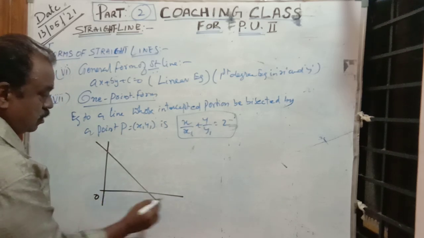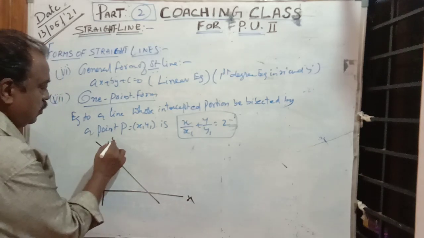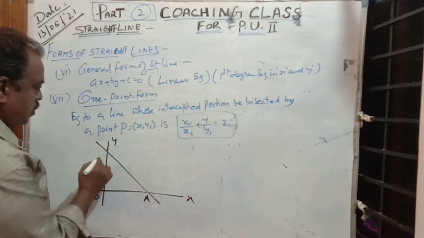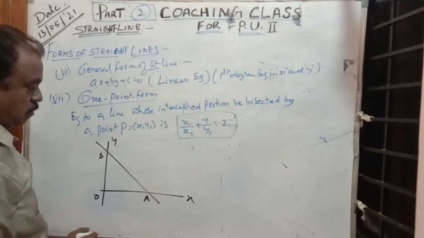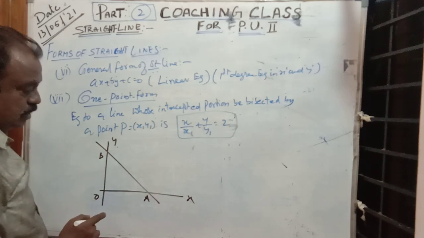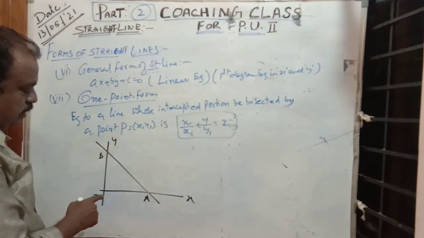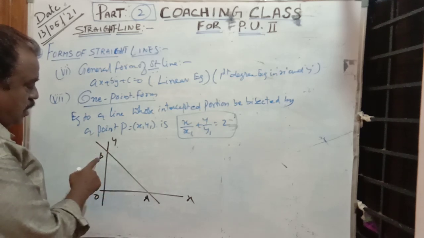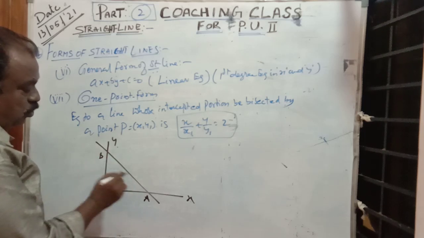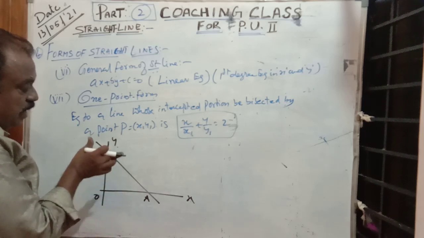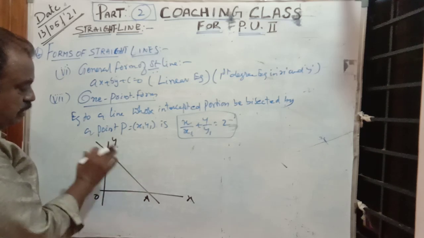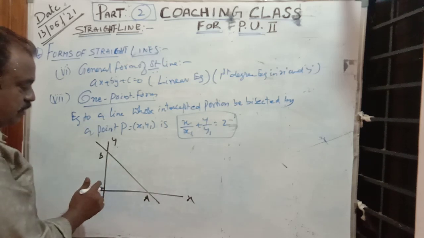Suppose horizontal x-axis, y-axis, it cuts AB. The required line cuts the x-axis and y-axis at A and B. So this portion is called the intercepted portion of the line because it is intercepted by the coordinate axes.